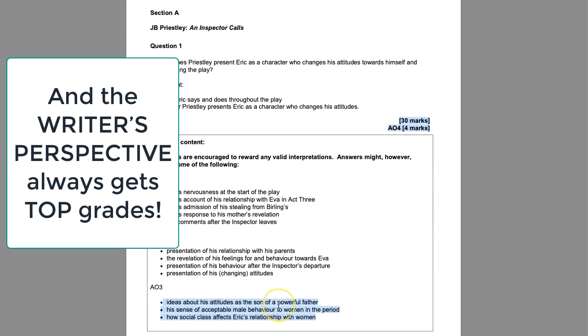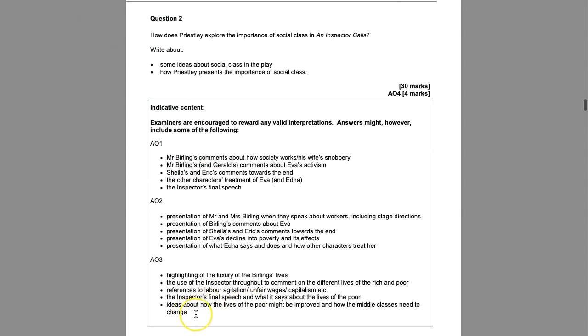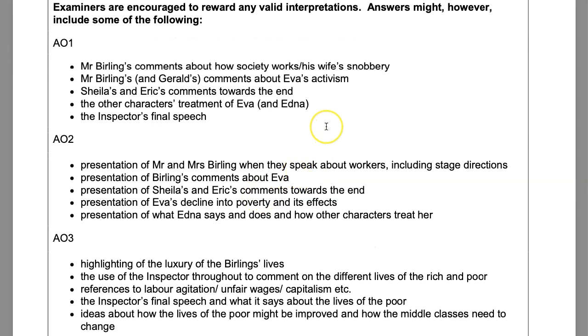Now let's look at the second question that we had on offer. Look how many more points there are to make about the context. That's a massive clue that this is much easier to get high marks on. If we zoom in on this, we can see how many other of the AO1 and AO2 comments are also leading us towards the author's perspective.